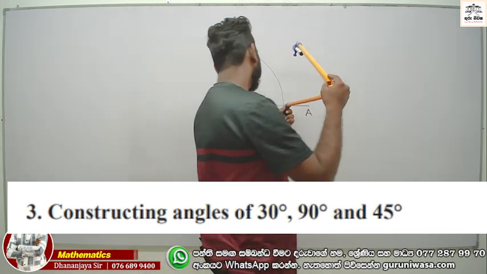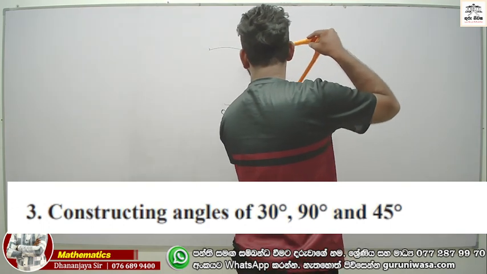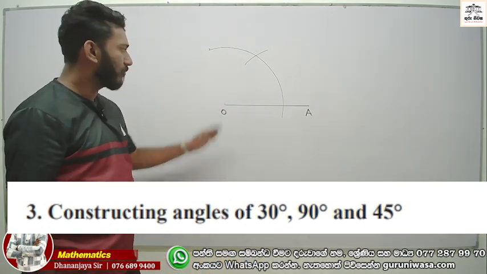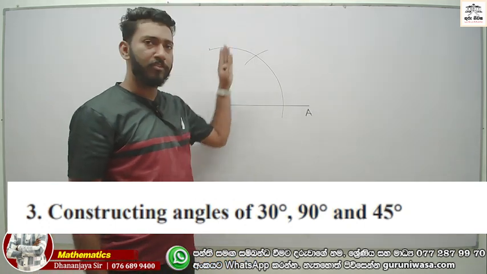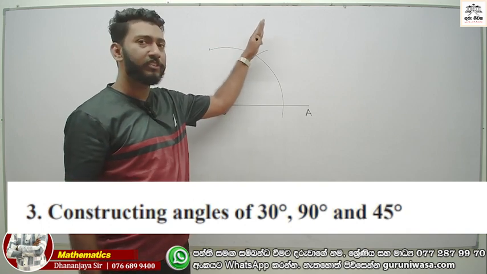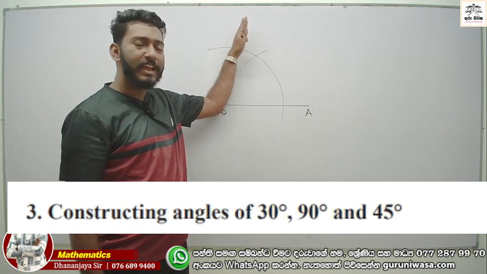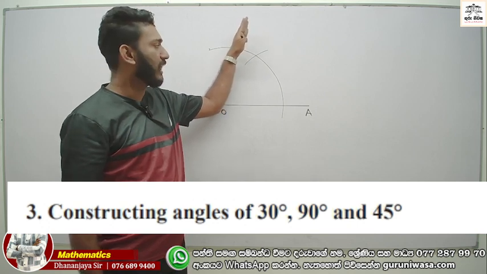Now I'm going to choose this intersection point and draw the arc. Now this one should be a 60. But I need to divide it into two. And what's the name of that? Angle bisector.